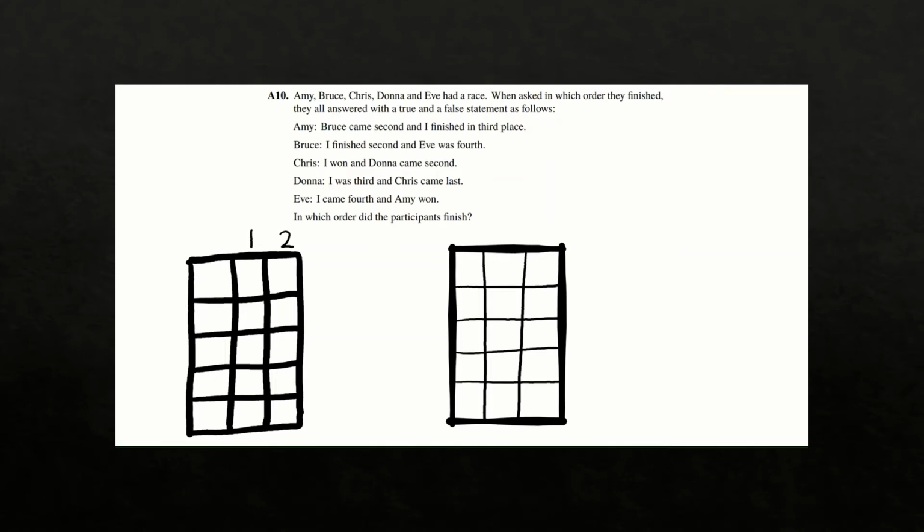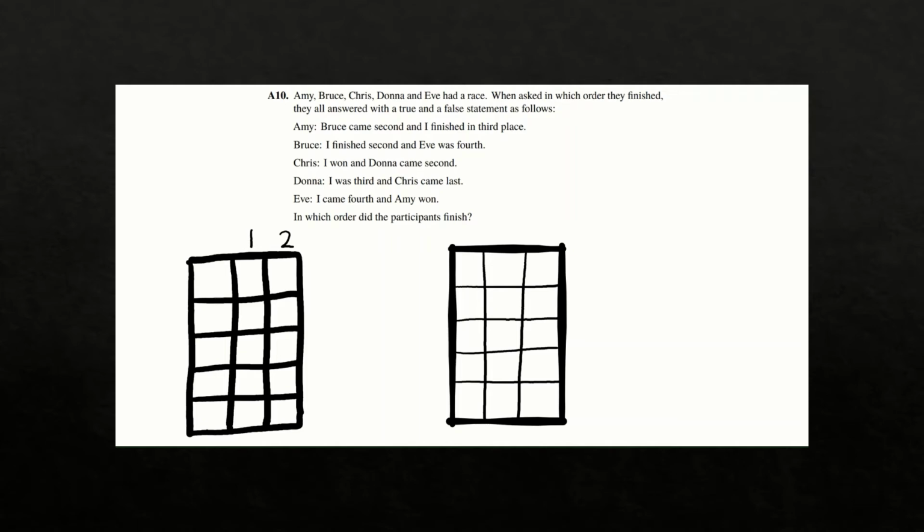So this is question A10 from the Junior Mathematical Olympiad paper of 2021. Question A10 says, Amy, Bruce, Chris, Donna, and Eve had a race. When asked in which order they finished, they all answered with a true and a false statement as follows.